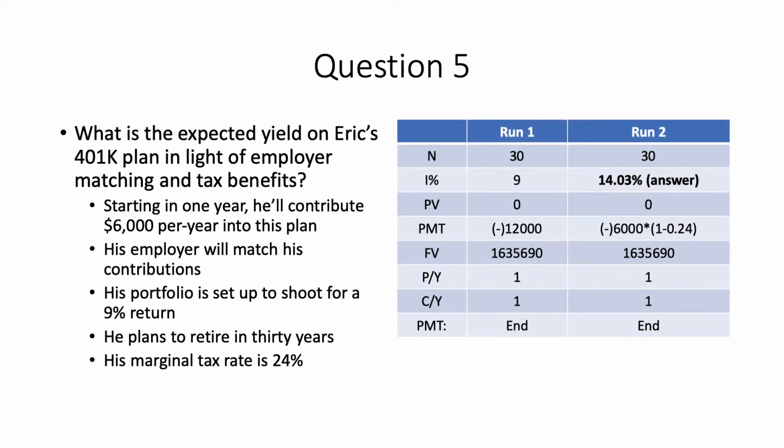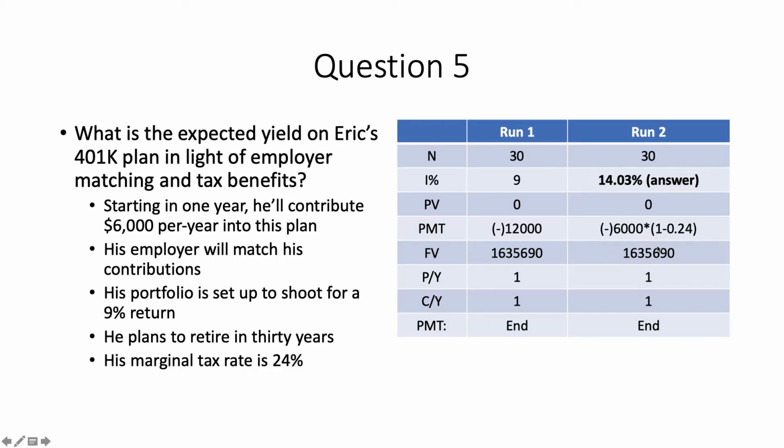And so you do 2 runs with the calculator. Run 1, you figure out the future value of the $12,000 growing for 30 years at 9%. And in run 2, you figure out the yield. You put N as 30. You put the future value in there that you calculated from run 1 as the future value in run 2. That didn't change. What changes is the payment. He's only investing $6,000 a year.